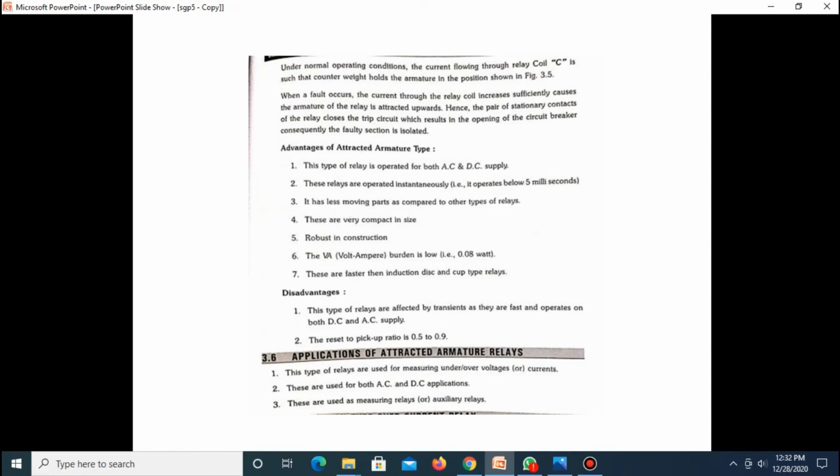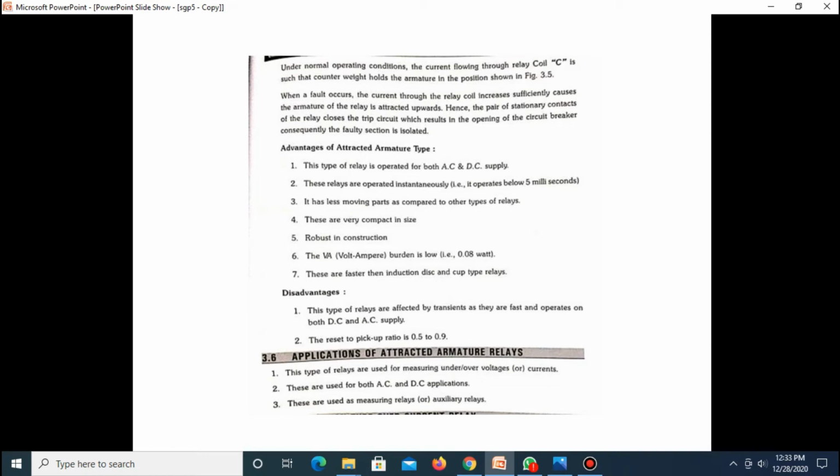Next are the disadvantages. This type of relay is affected by transients, because of its fast response operation on both AC as well as DC supply. Next, the reset to pickup time ratio is 0.5 to 0.9, which is a little bit high. This is the reset time. This is the attracted armature type relay.